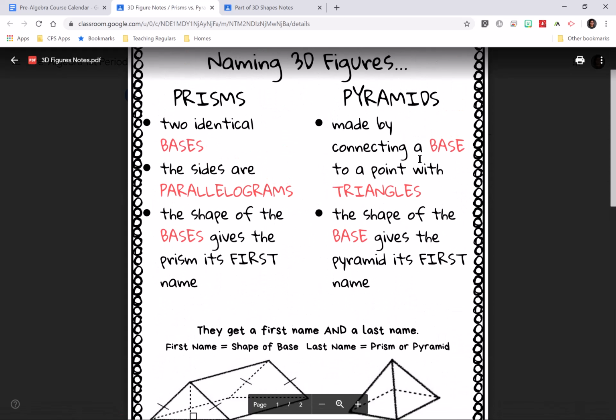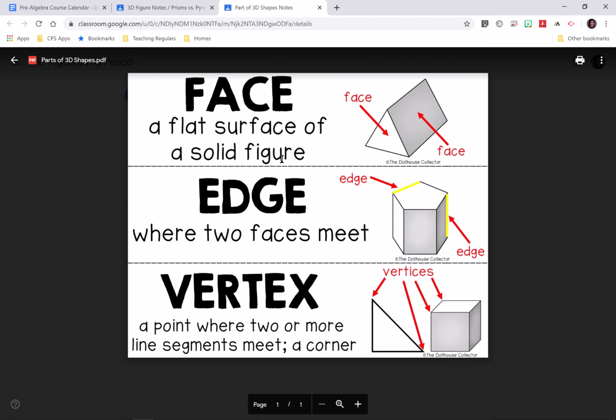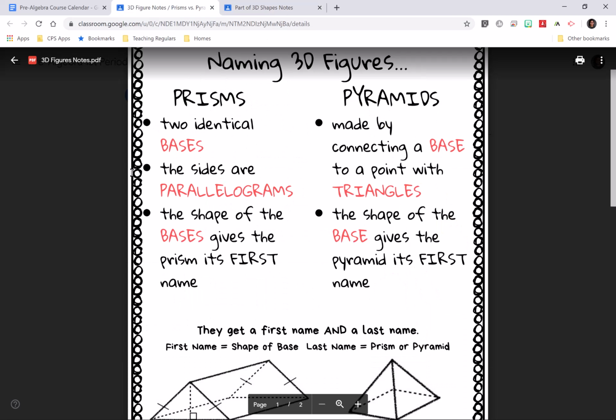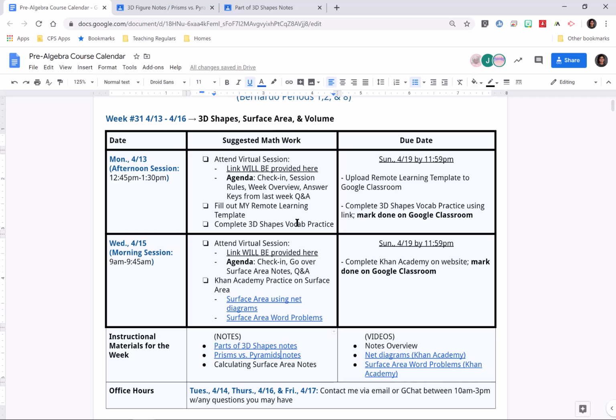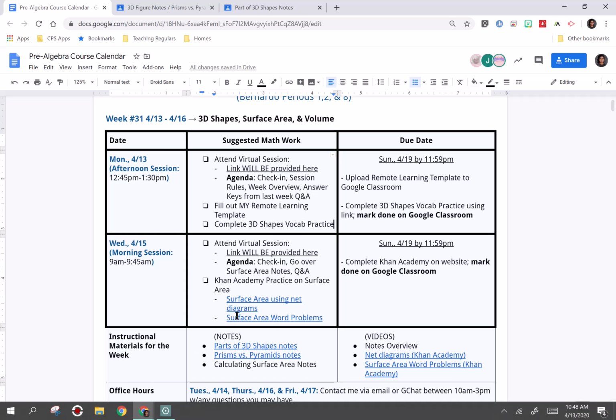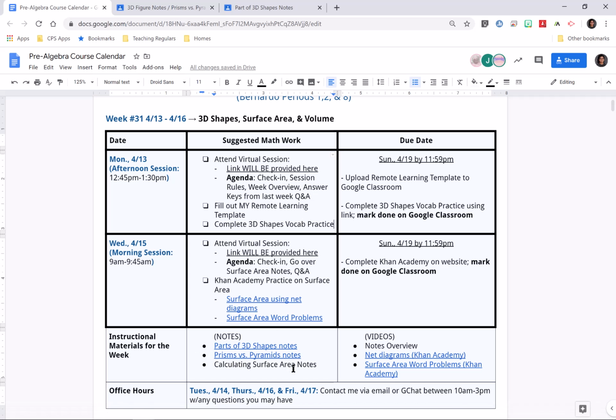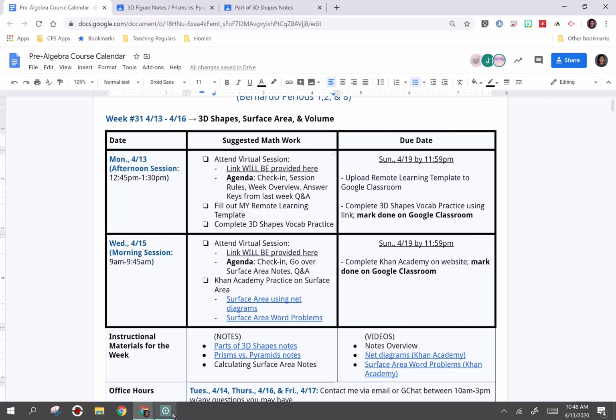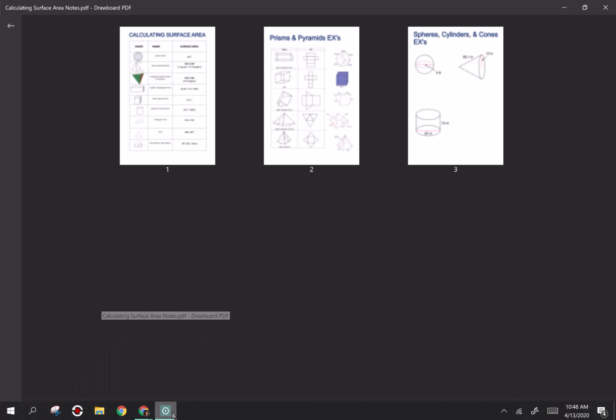Both this set of notes and then the parts of 3D shapes, these could be used to help you with the first assignment, or one of the first assignments that I assigned for the week, and that's a 3D shapes vocab practice. Okay, and then what will also help you with that vocab practice is the calculating surface area notes. If you're still confused about the notes, know that I also put 2 Khan Academy videos there for you to help you for extra support. Okay, but let's take a look at the calculating surface area notes.